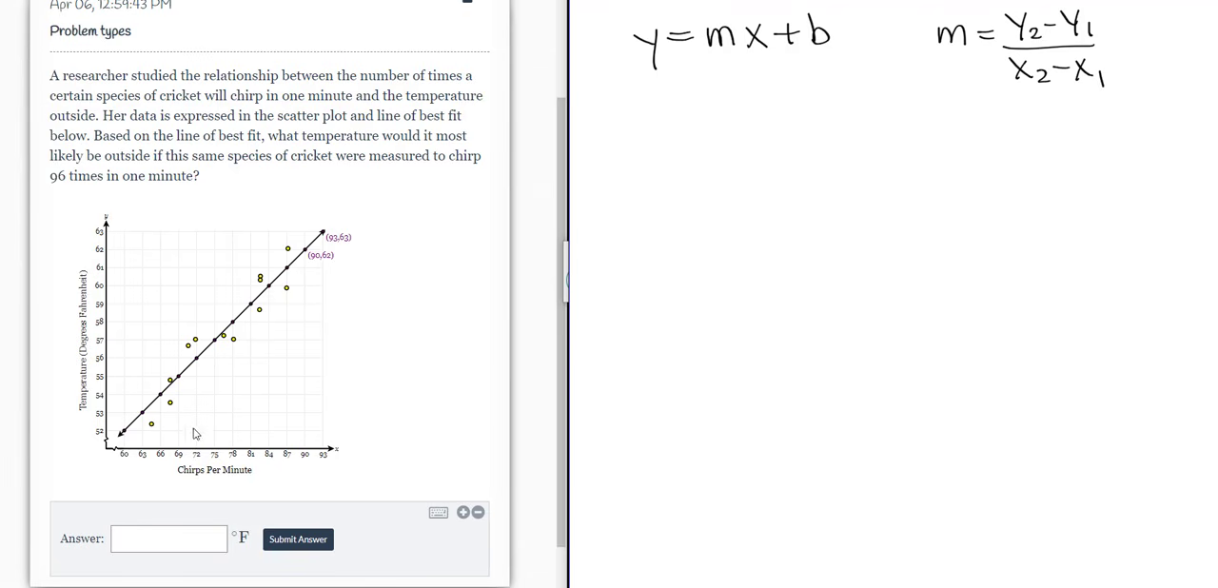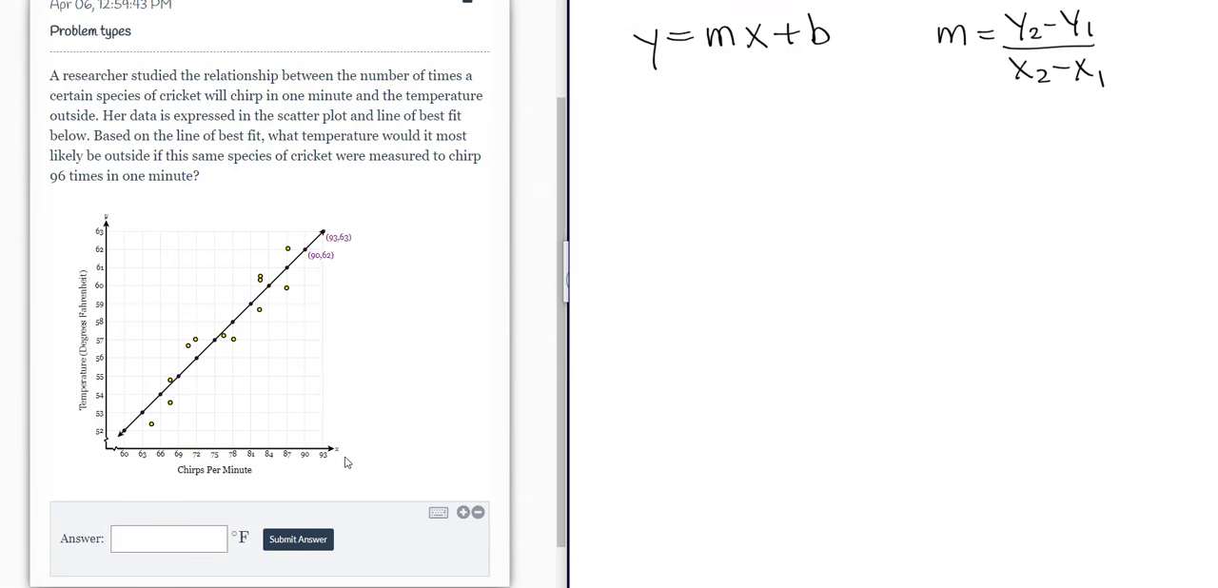So what we're actually going to be doing is using real world or hypothetical real world data with our algebra to prove. The first thing I want to point out is that it tells us there's 96 times in 1 minute. So please notice that the 96 chirps would be way over here to the right. So it's actually off the graph. And this is why we're going to use algebra to prove it.